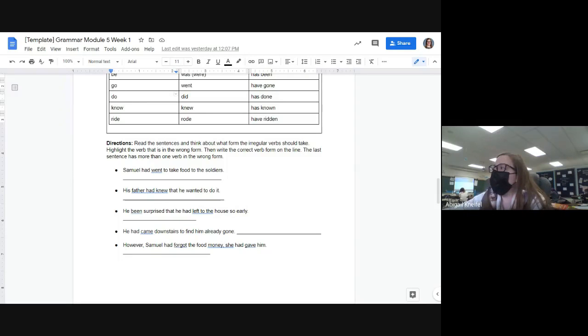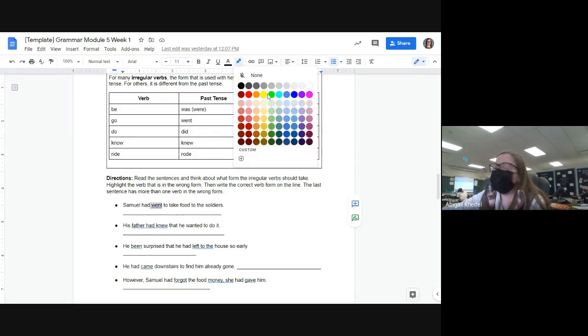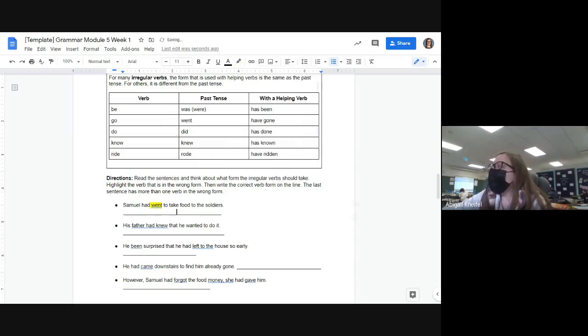So, Samuel went to take food to the soldiers. Obviously, which section is wrong? What is our verb that is incorrect? Someone tell me, what is our verb that is incorrect? Olive? It is went because it literally is highlighted, okay? So we don't want it to be that, or it's underlined blue. So you're going to highlight that. And instead of had went, what should it be? It is actually on our thing above. Instead of had went, it should be what?